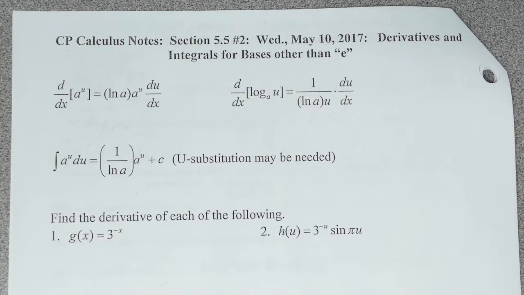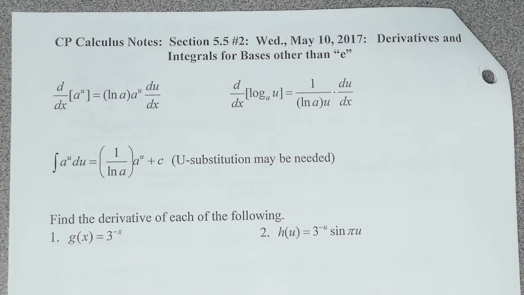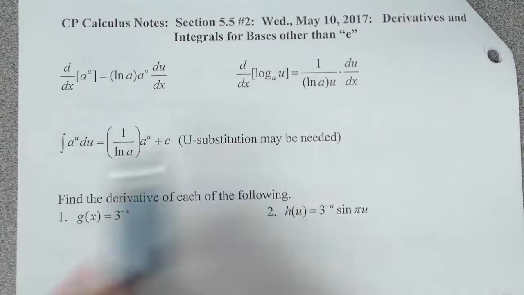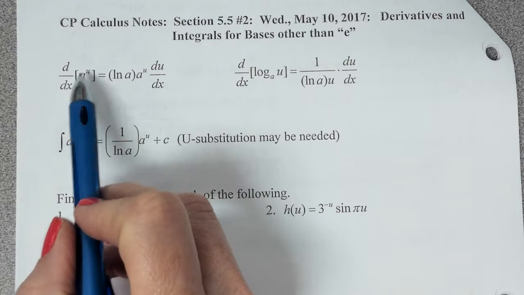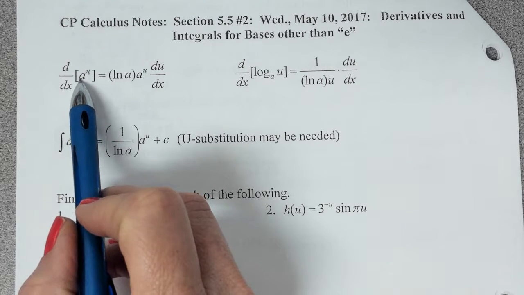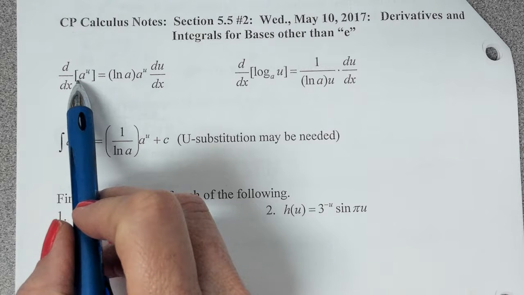Okay guys, so some new integration and derivative formulas. These are on your green sheets. This will finish up with our last new formulas. For this one, we have the derivative of a to the u. This is where we have a base that's not e. So a base of 2, a base of 3, a base of 4, a base of 5.